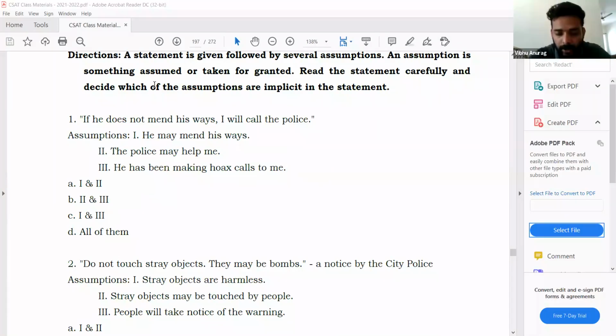Second one, police may help me. Do you think this person believes police may help? Yes, that's why he's threatening to call the police. Because he believes that the police may help him. Because if he believes that the police is not going to help, then there's no point in calling them. So second is also valid. Third one, he has been making hoax calls to me.